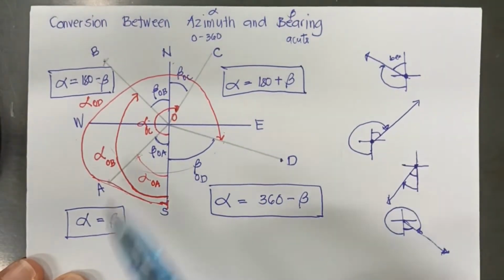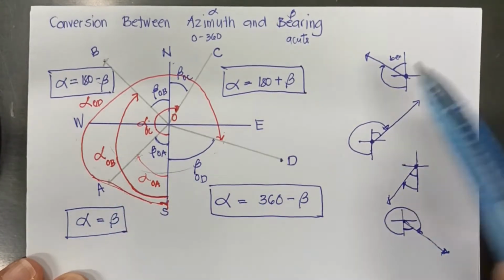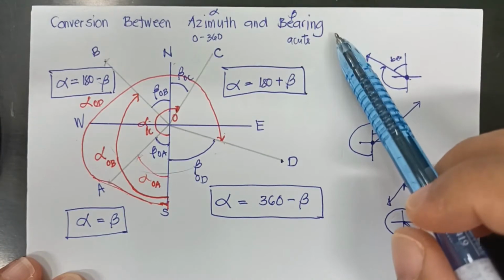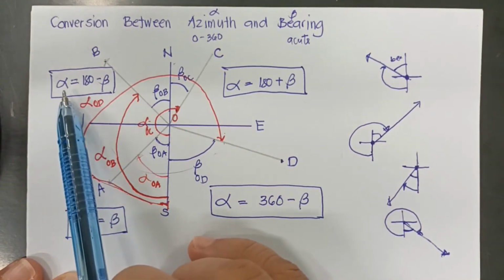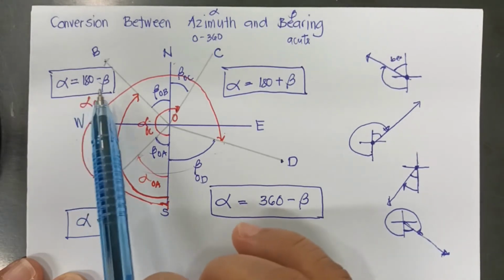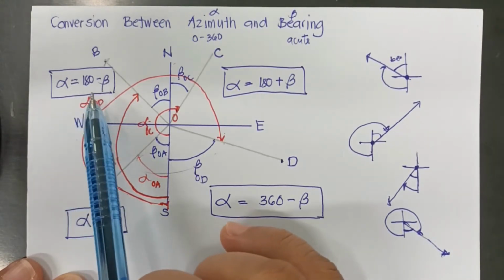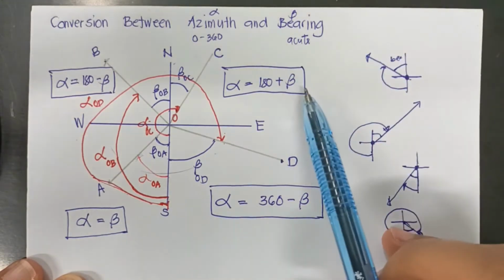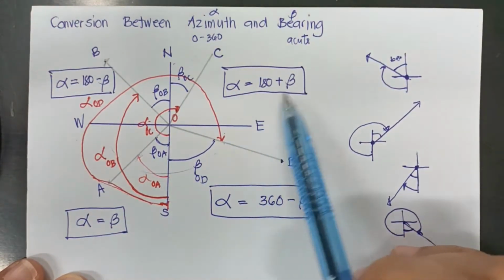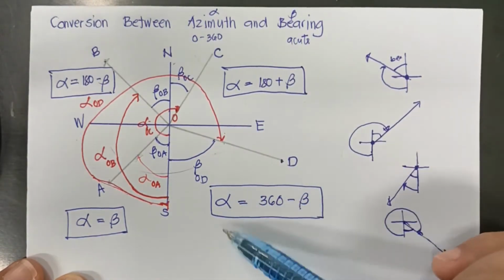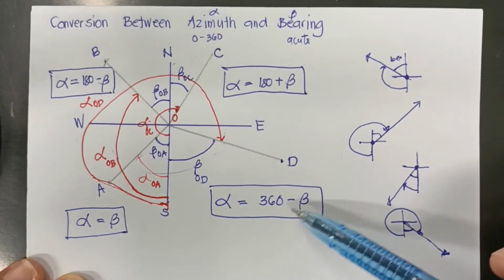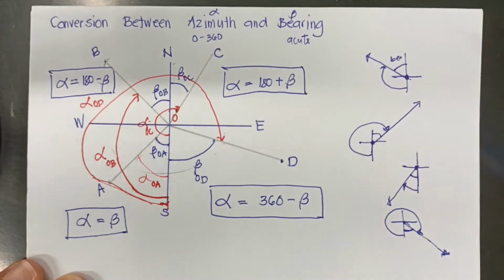So you can use these relationships in solving the azimuth and bearing. If you are given the azimuth here, then you can solve the bearing. If you are given the azimuth here, you can also manipulate this relationship or equation to get the bearing. Likewise, you just transpose beta, the bearing, or transpose alpha to get the bearing of the line.